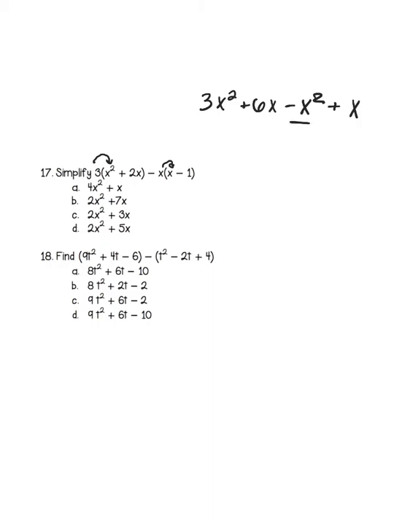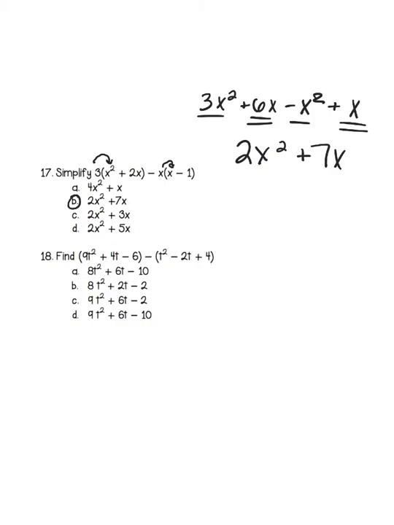So I've got my like terms here. And that will give us 3x squared minus x squared is 2x squared. And 6x plus x is a plus 7x. So that gives us an answer of B.